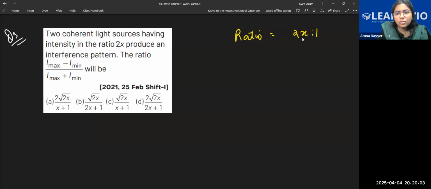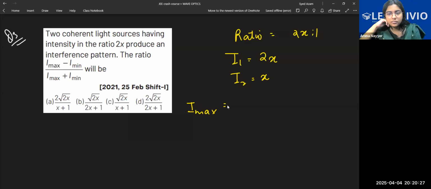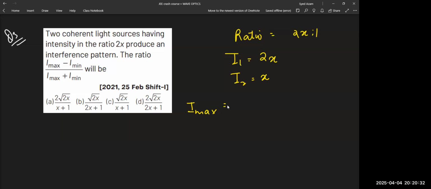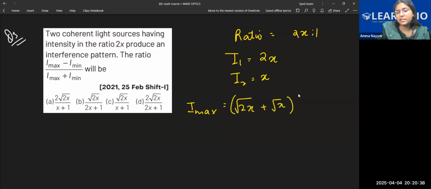So you can take one as 2x, the other one will become x, or take one as I. Instead of x, you can take it as I also, but I think in the option it's given as x. Let's take it as x only. So your one intensity will become 2x, second intensity will become x. So what will be I maximum, Mira? Root 2x plus root x whole square. Yes, correct. This will be I maximum.